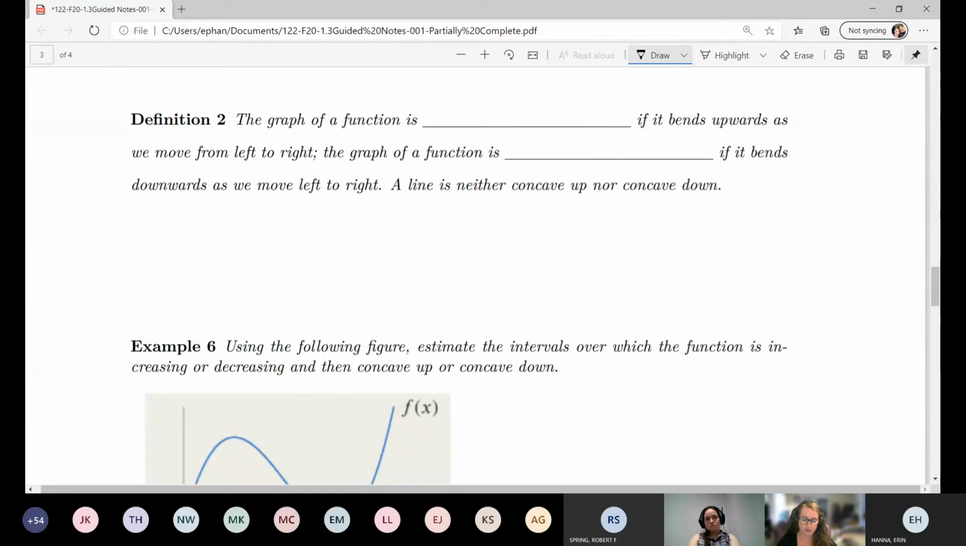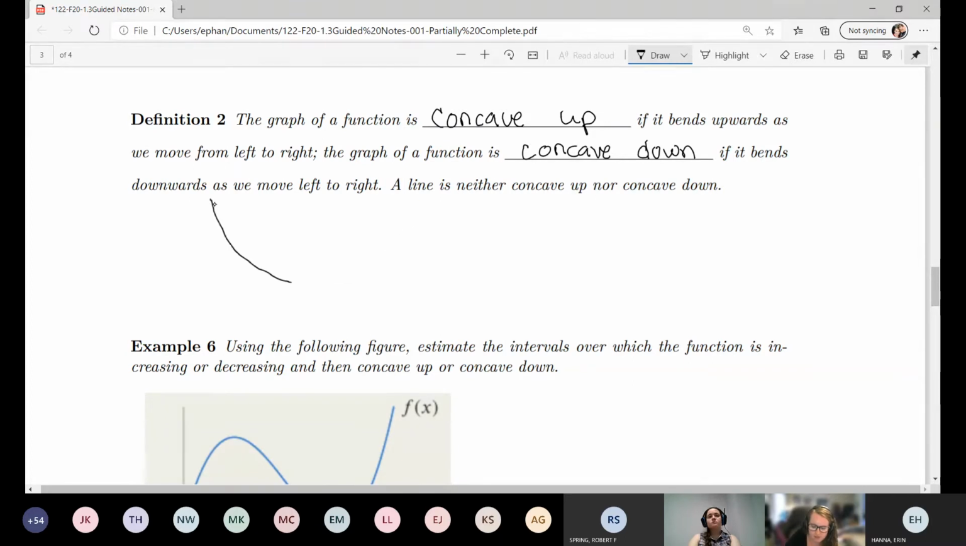So the graph of a function is going to be called concave up if it bends upwards as we move from left to right, and the graph of a function is concave down if it moves downward as we move from left to right. Now I'm about to draw some pictures to try to demonstrate that. A straight line, a linear line, is neither concave up nor concave down. It has no concavity at all.